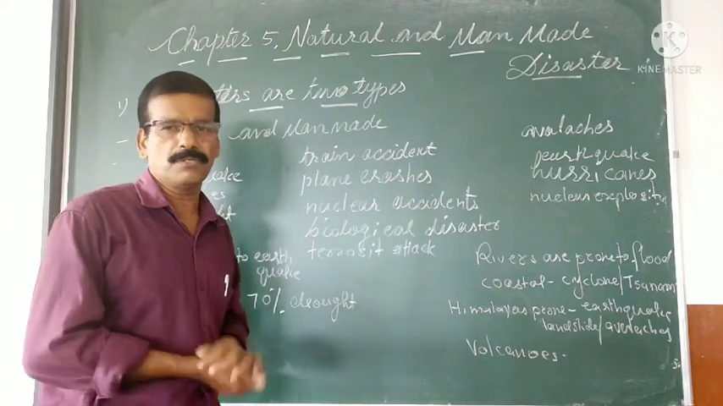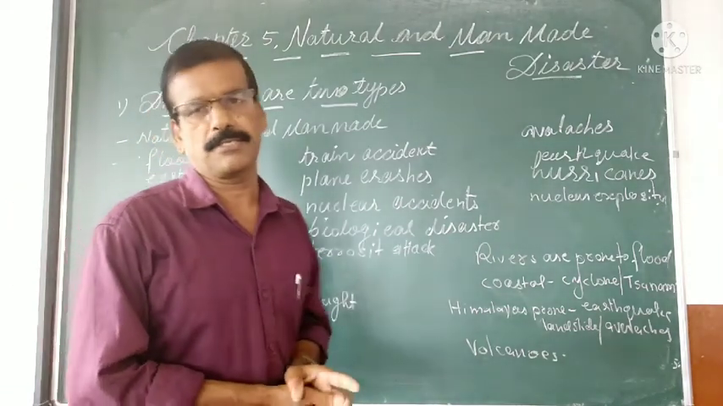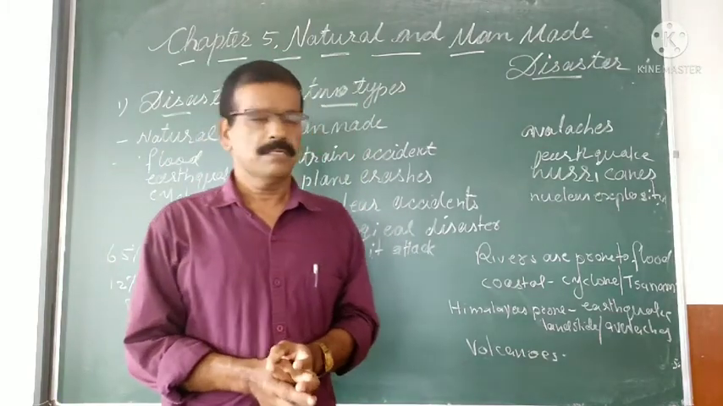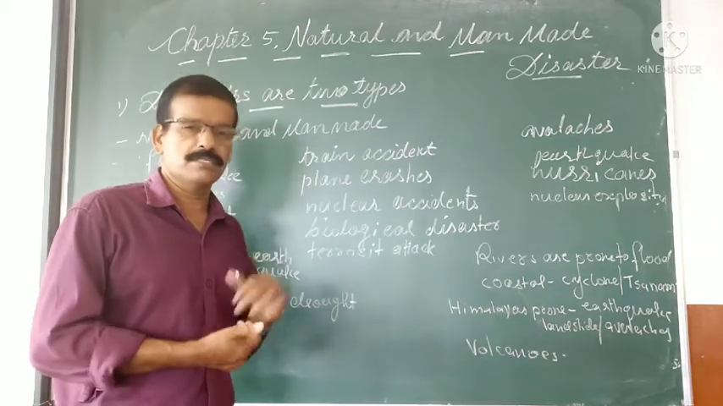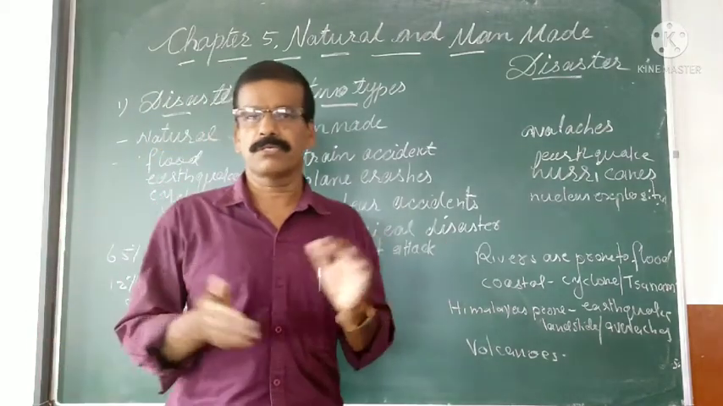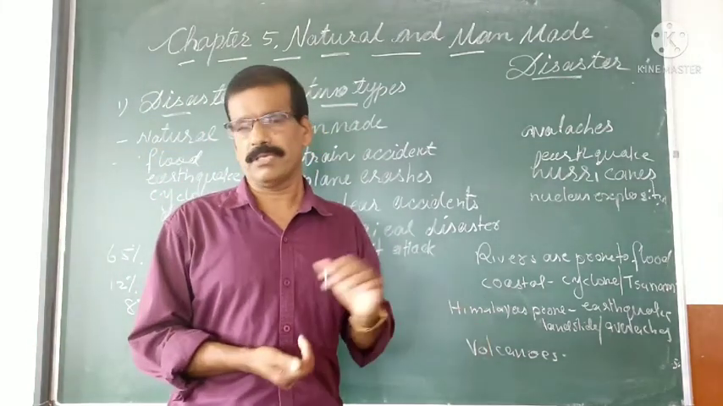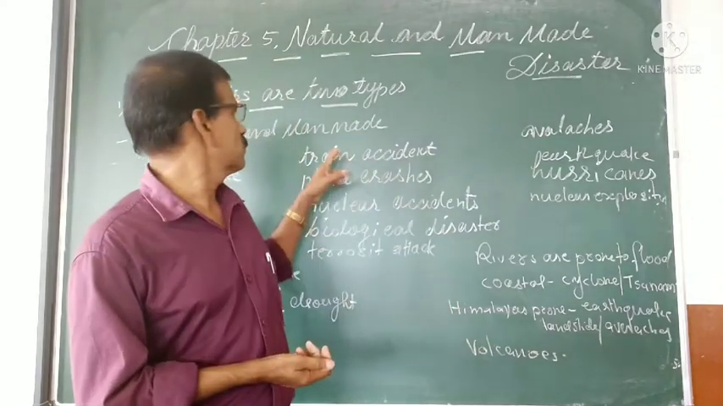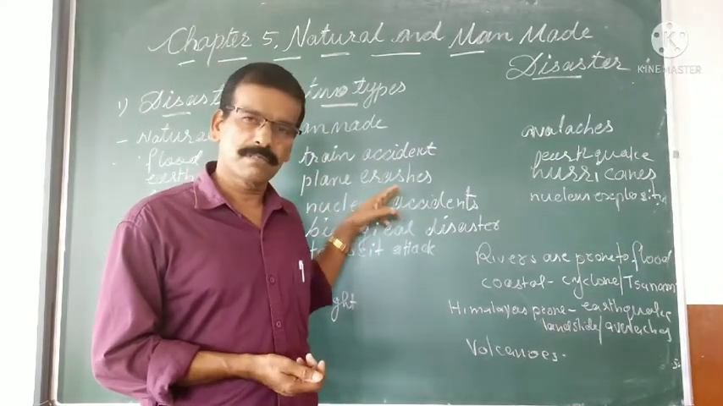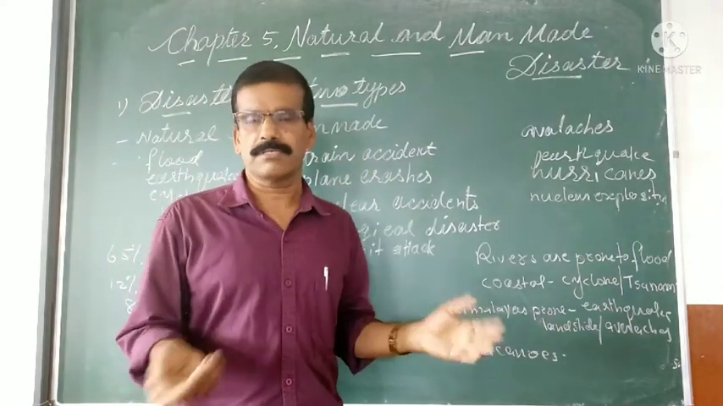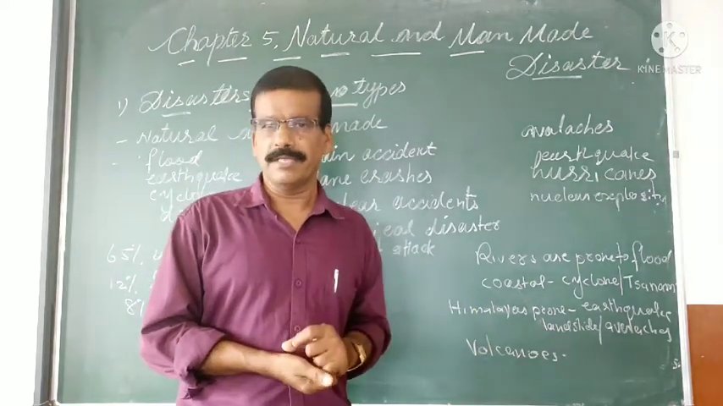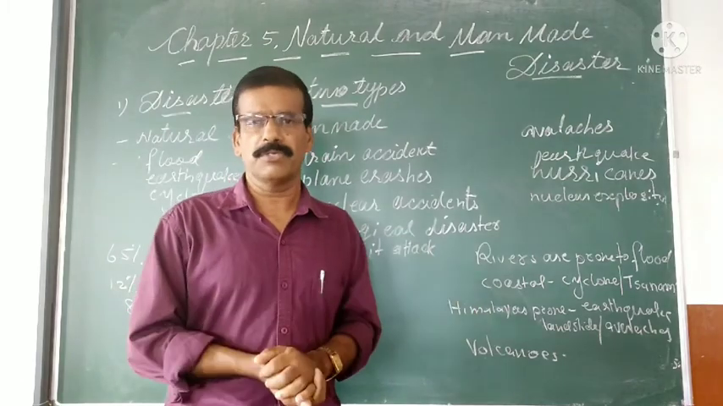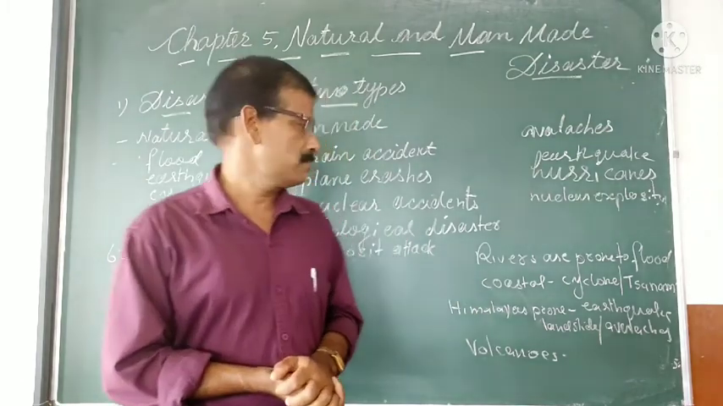So the main difference is that natural disasters occur without any human intervention, whereas man-made disasters happen due to negligence or due to the activities of human beings.